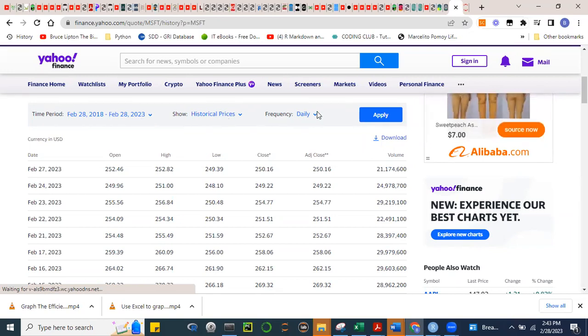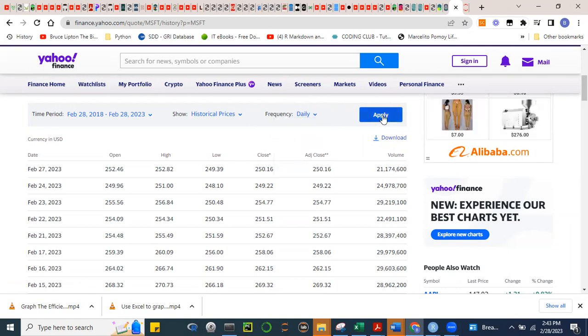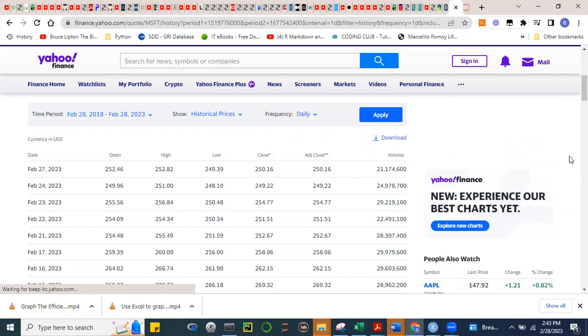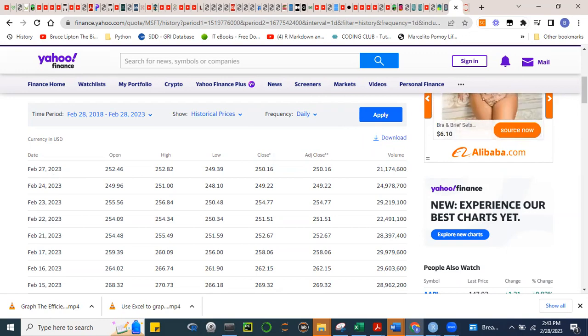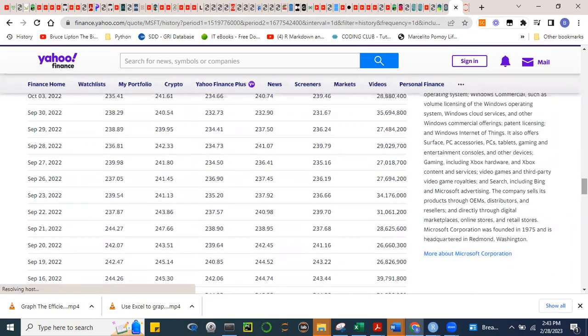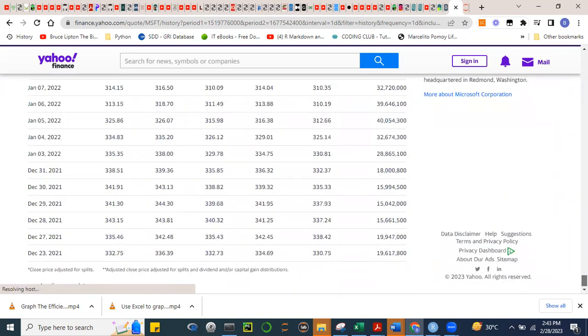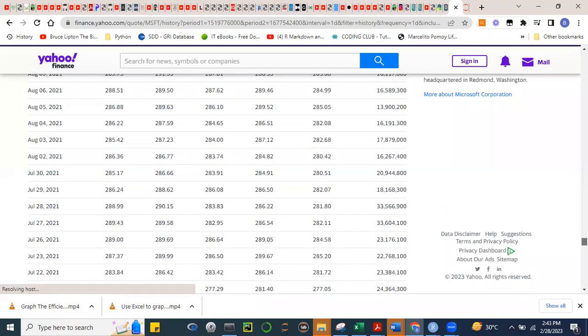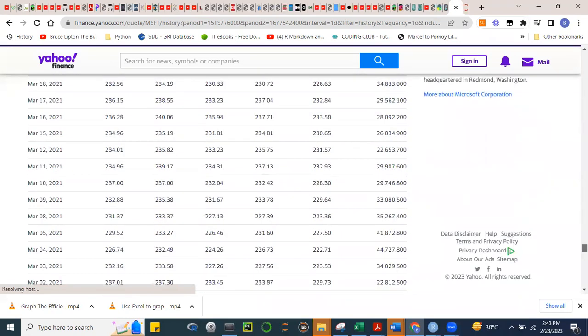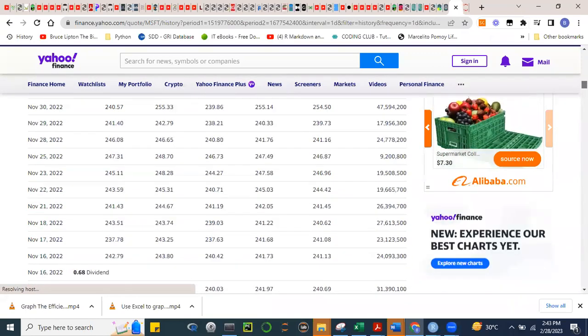And then you can choose daily. Okay, daily, because the options here are weekly or monthly prices. So let's just choose daily. And then let's apply this. Apply. And then once we apply it, okay, you'll notice that it's now February 27, and the beginning is 2018. So if I go down to the last, it's February of 2018.